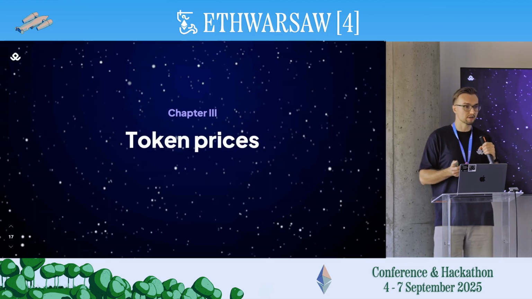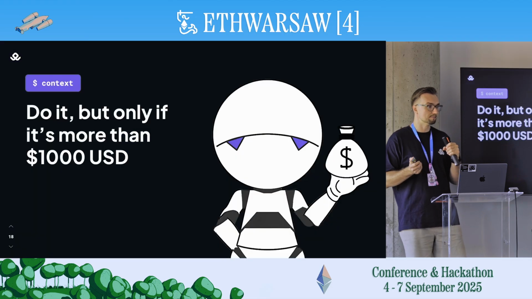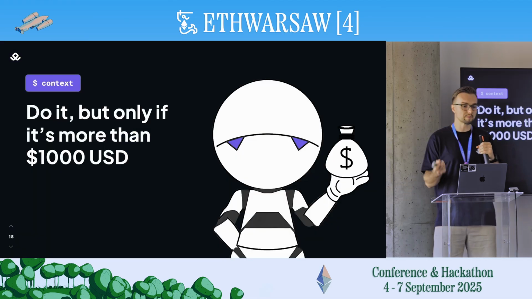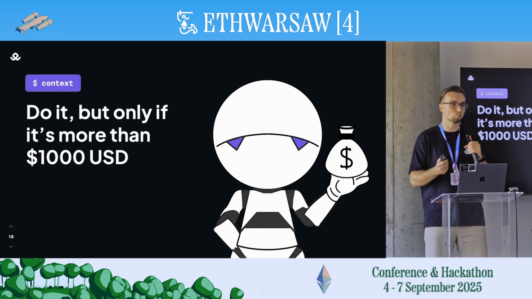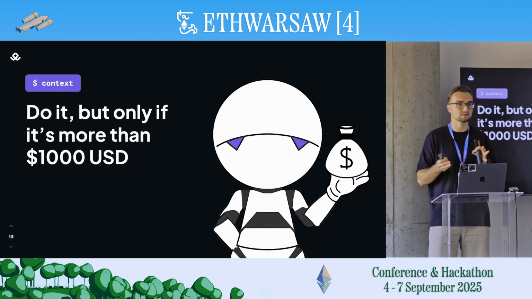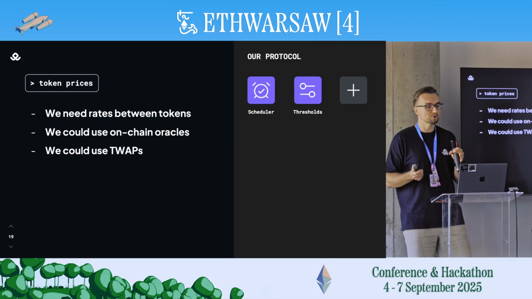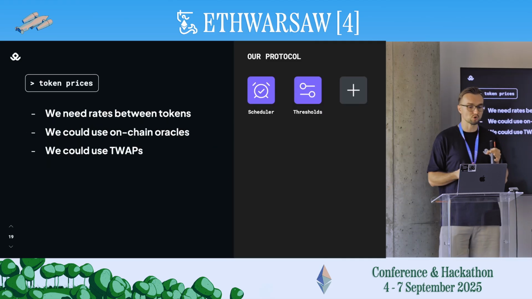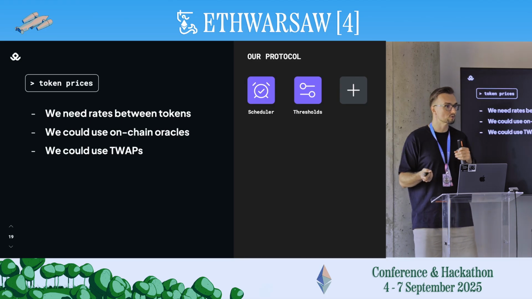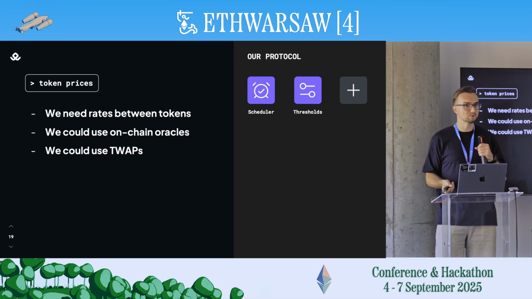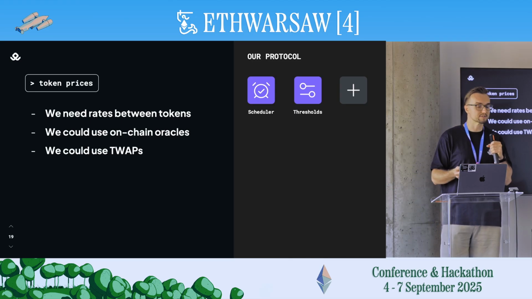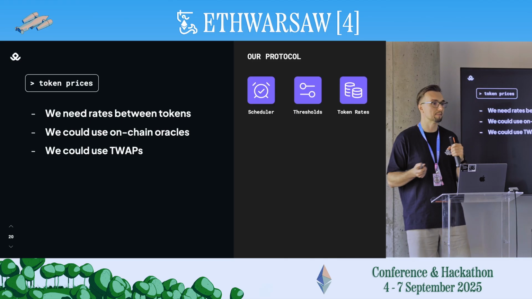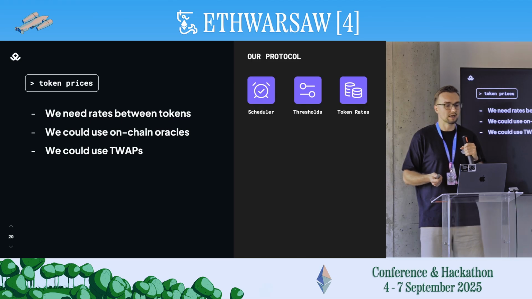Next thing is token prices. Okay, you want to make this transfer automated, but only if there is more than $1,000 worth of value of a token. In order to do so, you need to check the rates between the two tokens. You could use some on-chain oracles if you want to build it yourself. You could use Uniswap TWAPs for that. But why build it yourself? We have token rates embedded into the protocol.